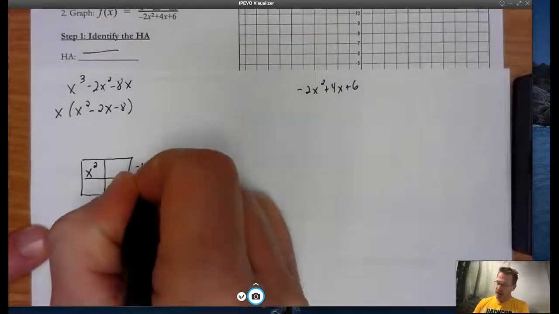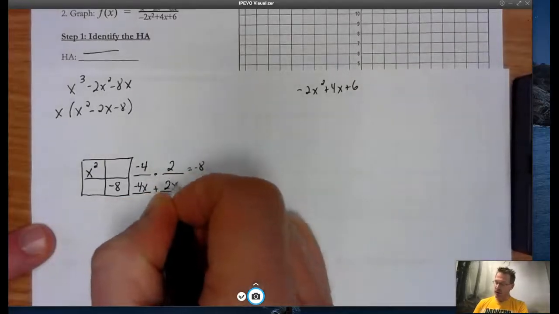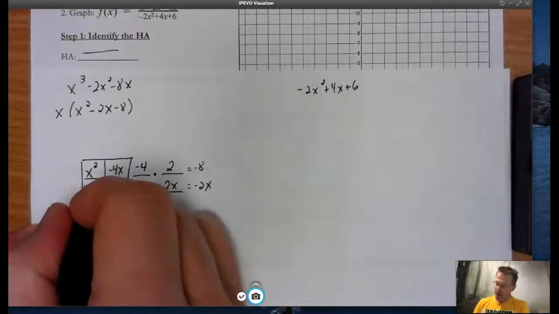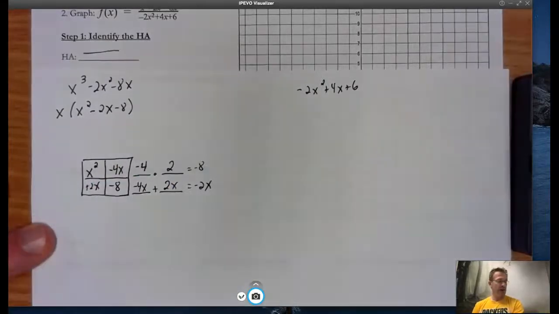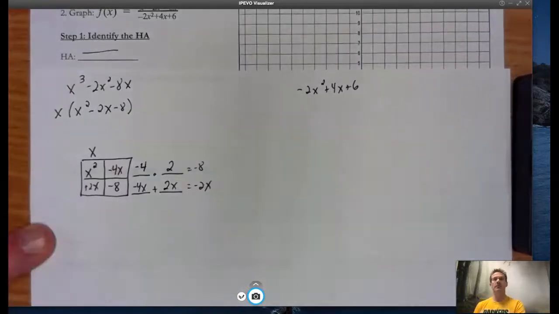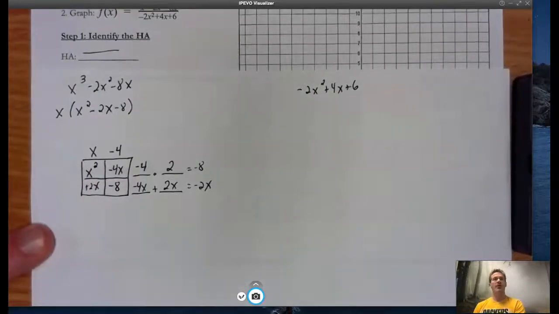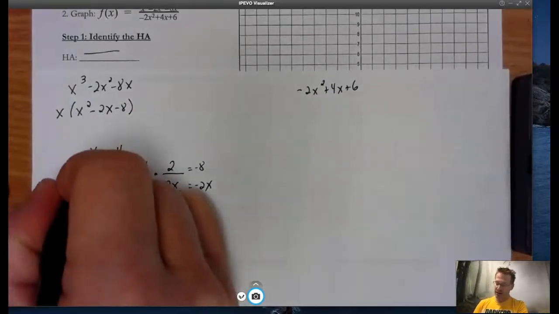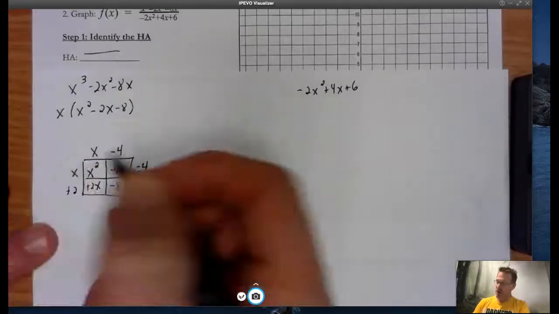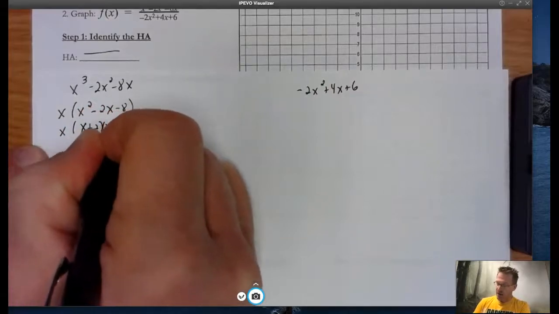So that makes me feel like it's -4 times 2, which is -8, and then -4x plus 2x, which is -2x. All right, so let's drop that -4x into this slot. Let's drop that positive 2x into that slot. Now, first column, our GCF is a positive x. Second column, our GCF is a -4. First row, our GCF is x. Second row, our GCF is a positive 2. So our numerator factors into x times (x plus 2) times (x minus 4).